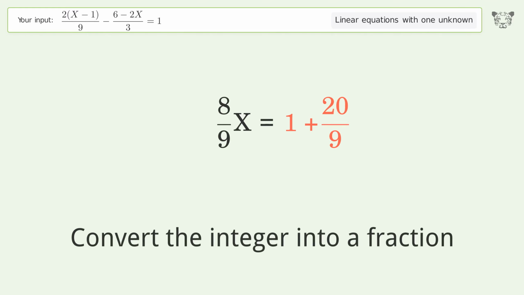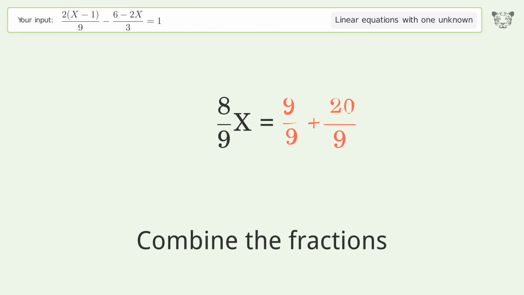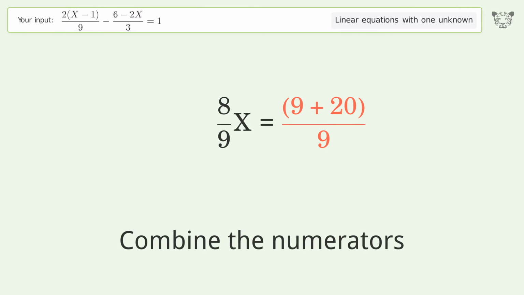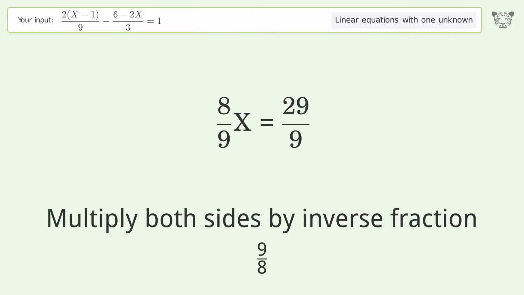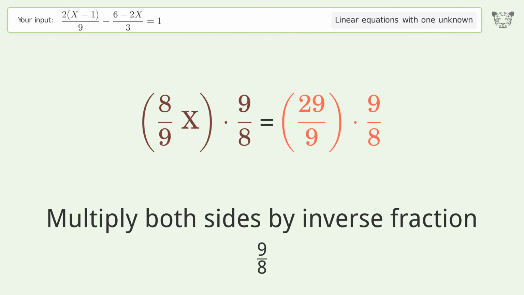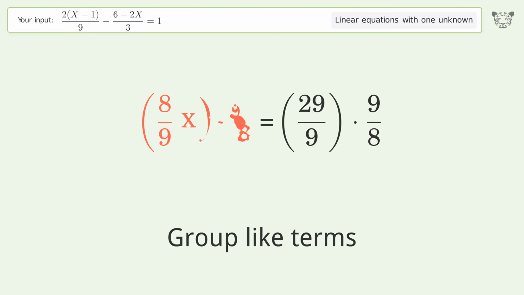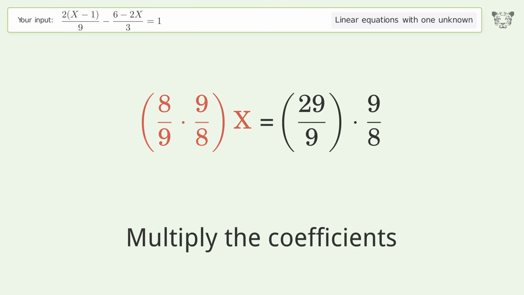Convert the integer into a fraction. Combine the fractions. Combine the numerators. Isolate the x. Multiply both sides by inverse fraction 9/8. Group like terms. Multiply the coefficients.